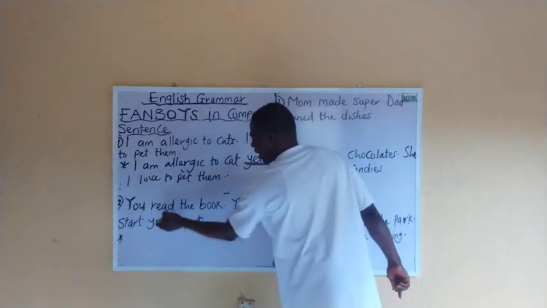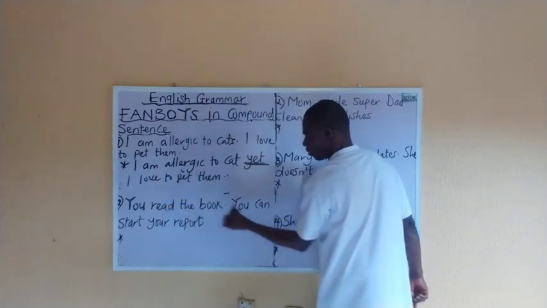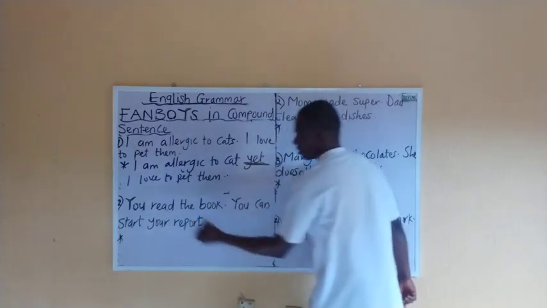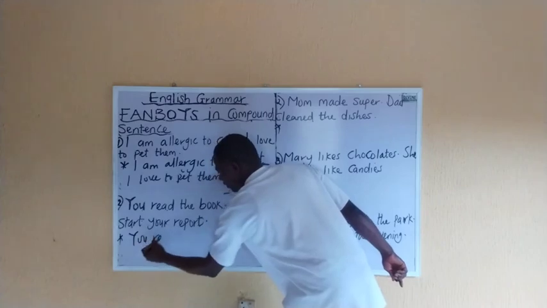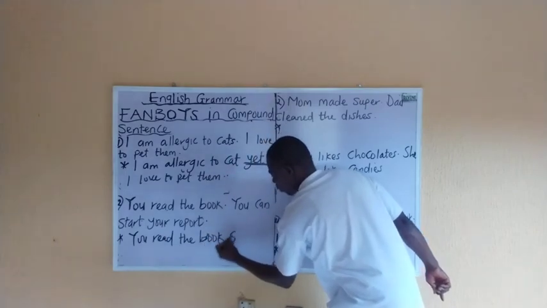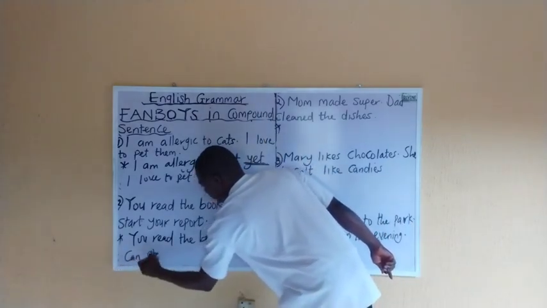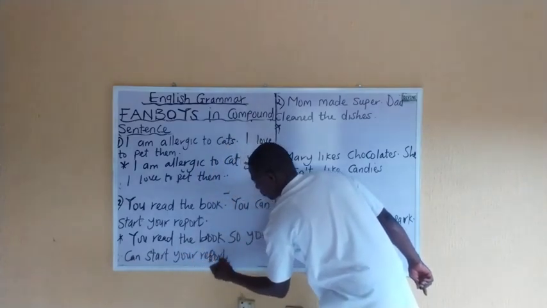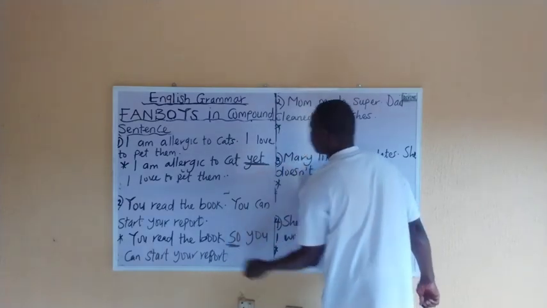Number 2: You read the book. That's one independent clause. You can start your report, another independent clause. So what is the coordinator here? You read the book, so you can start your report. So "so" here is giving the consequence or result of reading the book.